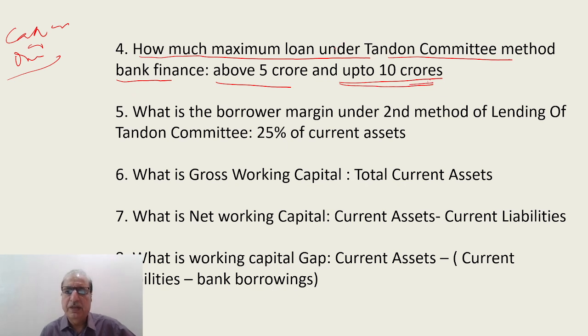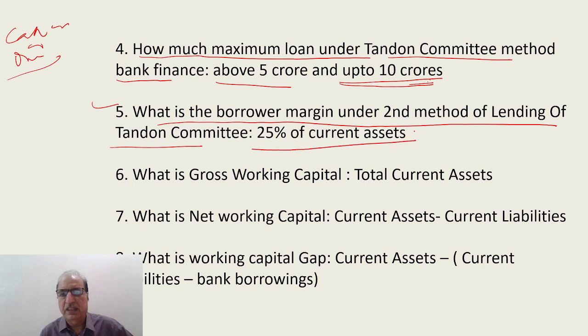This Tandon Committee method is also called the first method of lending or second method of lending. Mainly it is called the second method of lending. So what is the borrower margin under the second method of lending of the Tandon Committee? That is 20% of the total current assets. Total current assets. How much borrower finance will be here? That will be 25%.